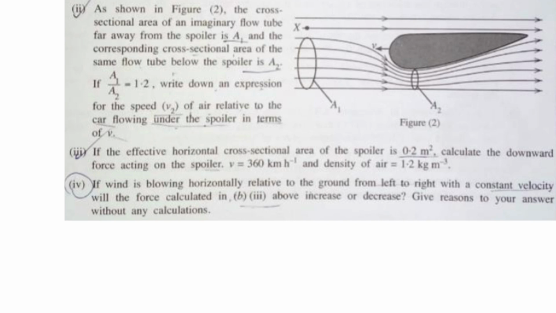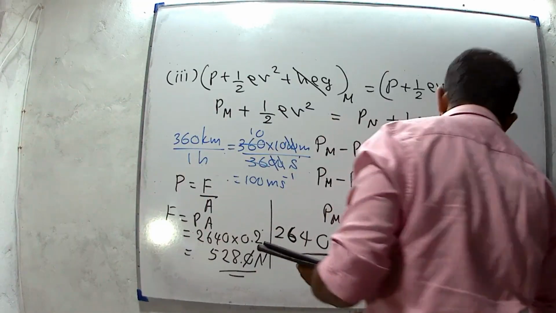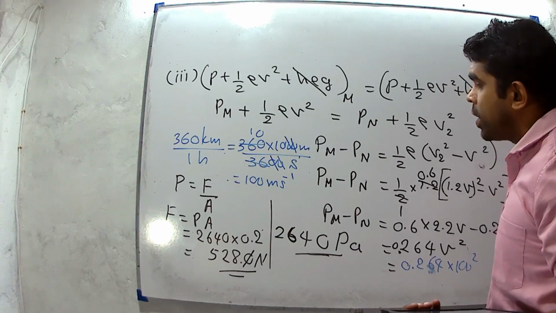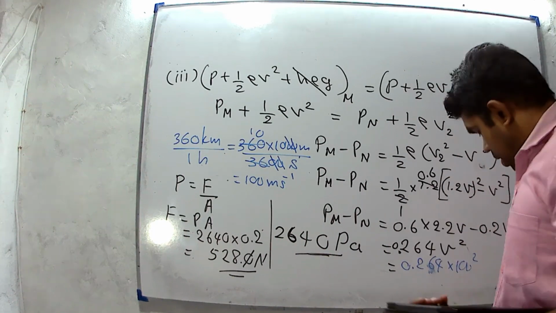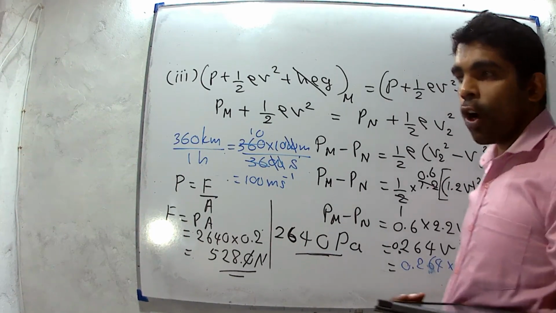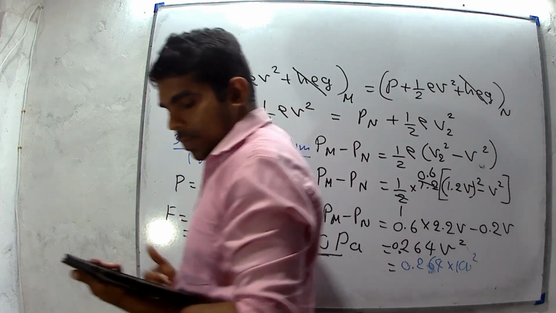Then part 4. If a wind is blowing horizontally relative to the ground from left to right with constant velocity, will the force calculated in part B3 above increase or decrease? Give reasons for your answer without any calculation. When using the car, the force depends on the relative motion, the motion of the air medium relative to the car.